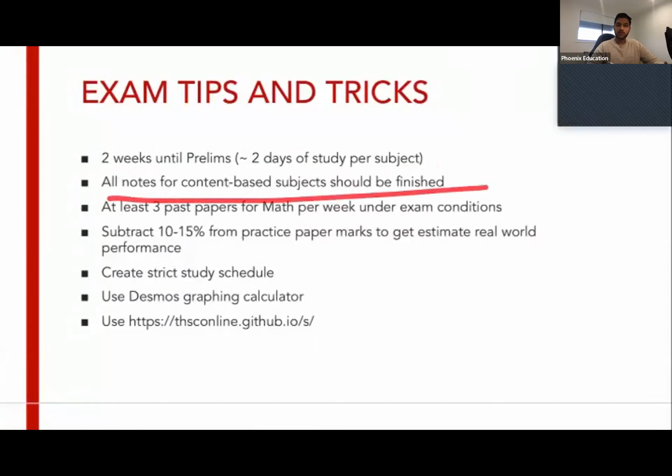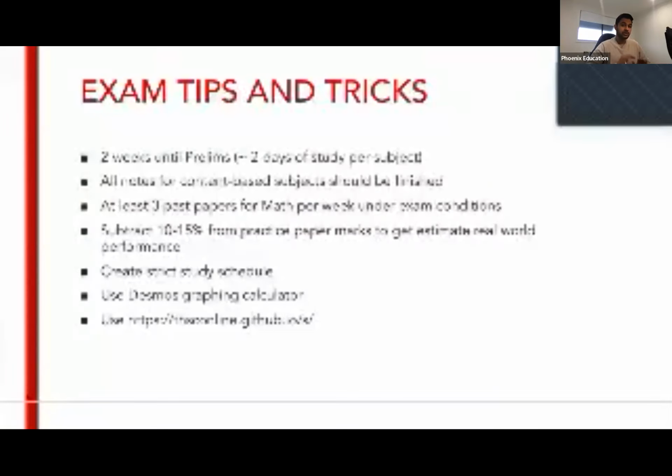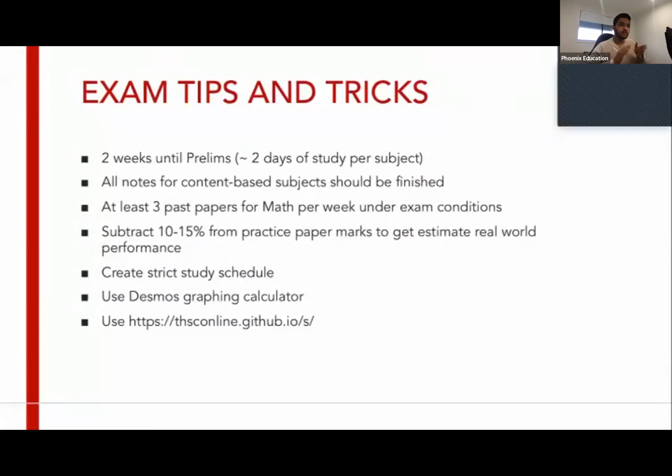Another thing is that notes for your content-based subjects should be pretty much finished by this stage. Content-based subjects are subjects like biochem, business, physics, and you should be moving on to really understand the content or doing practice questions. Now for maths, you should be doing 3 past papers per week at this stage under exam conditions. I say at least 3. Maybe that's a bit much, but if you are doing just advanced maths, then you should be doing 3. If you're doing extension 1 maths, you should maybe be doing 2 for extension and then 2 for advanced.